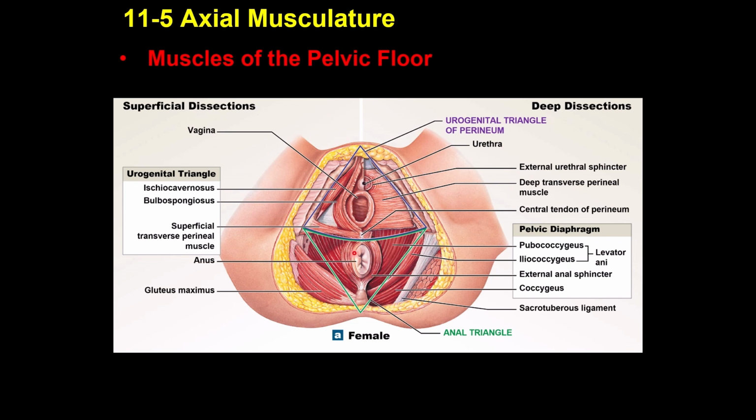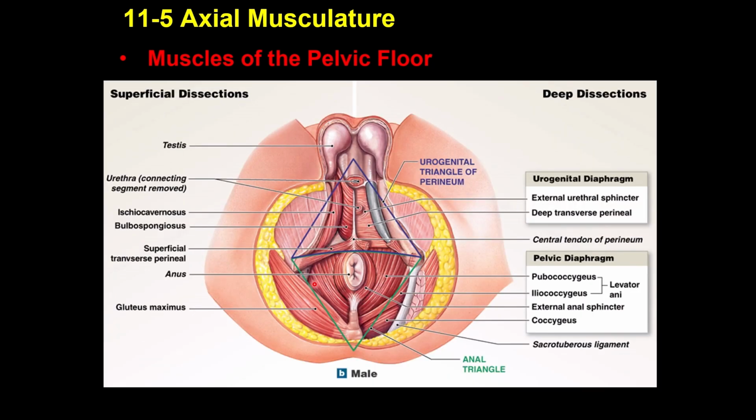Then there is the external anal sphincter. Same idea that I talked about with the urethral sphincter, you have the same idea here. You have the internal anal sphincter, which is a smooth muscle, and the external one, which is under conscious control. You also have some other muscles. One is Coccygeus, which is a pelvic floor muscle, and gluteus maximus, which is important for the movement of the hip. We will talk about that in a few minutes.